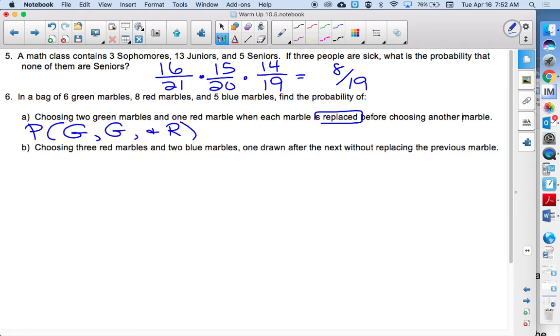Just like the 3 people that we're selecting. So that number 3 represents the number of times I'm multiplying the probability together. So the 2 green gets 1 green, 1 green, 1 red. So Abby, what's the probability of getting a green when I pull a marble out of this bag?